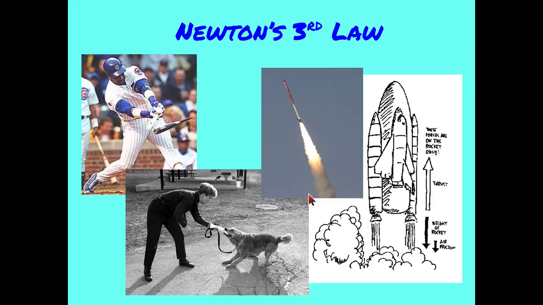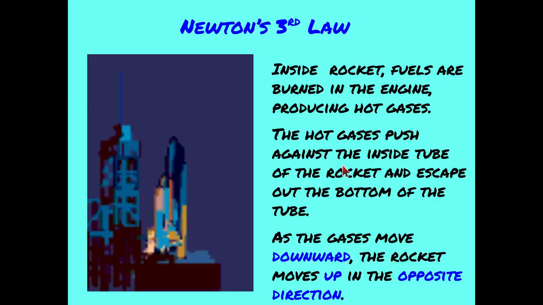Also, recoil of a gun, firing a handgun at a range to hit a target. The bullet goes forward and the gun recoils and goes backwards. A couple of great examples of Newton's third law. And this is a good instruction of how the rocket works in the third law.